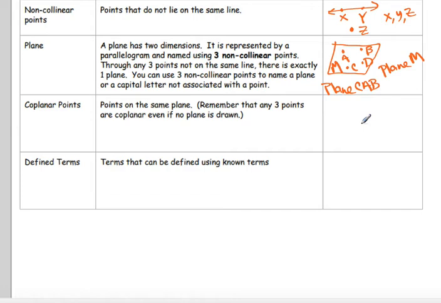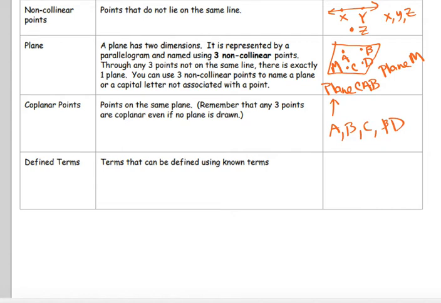Coplanar points. Coplanar points are on the same plane. Remember that any 3 are coplanar, even if no plane is drawn. So I'm going to list off 4 in this picture above that are coplanar. A, B, C, and D are coplanar points. Remember that M is not a point, so it does not need to be listed here.